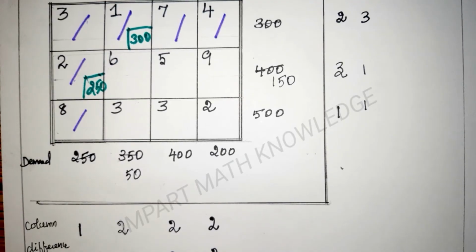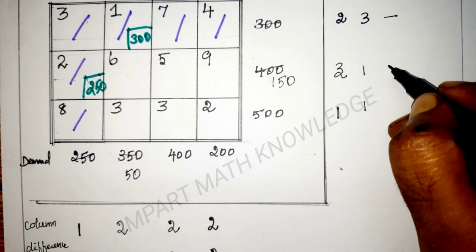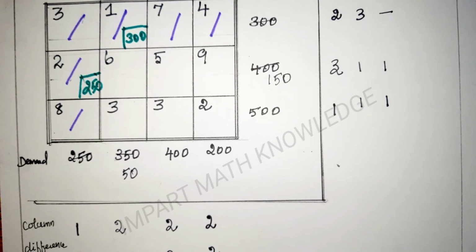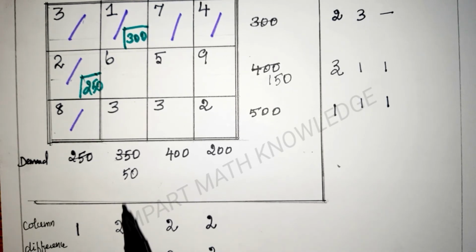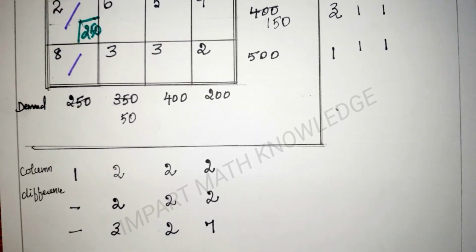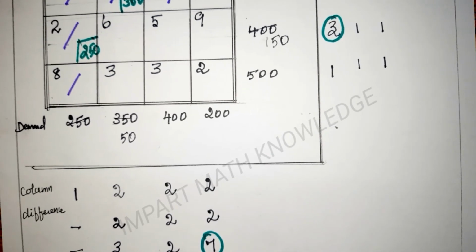Now in the remaining, you take the difference again. This is dash and here 1 again. This is 1 again and here dash. Here the difference is 3 and here 5 minus 3 is 2. 9 minus 2 is 7. Okay, the difference is 3, 2 and 7. Row difference is 1. Highest penalty is 7. So in the fourth column, we have to allocate our value.